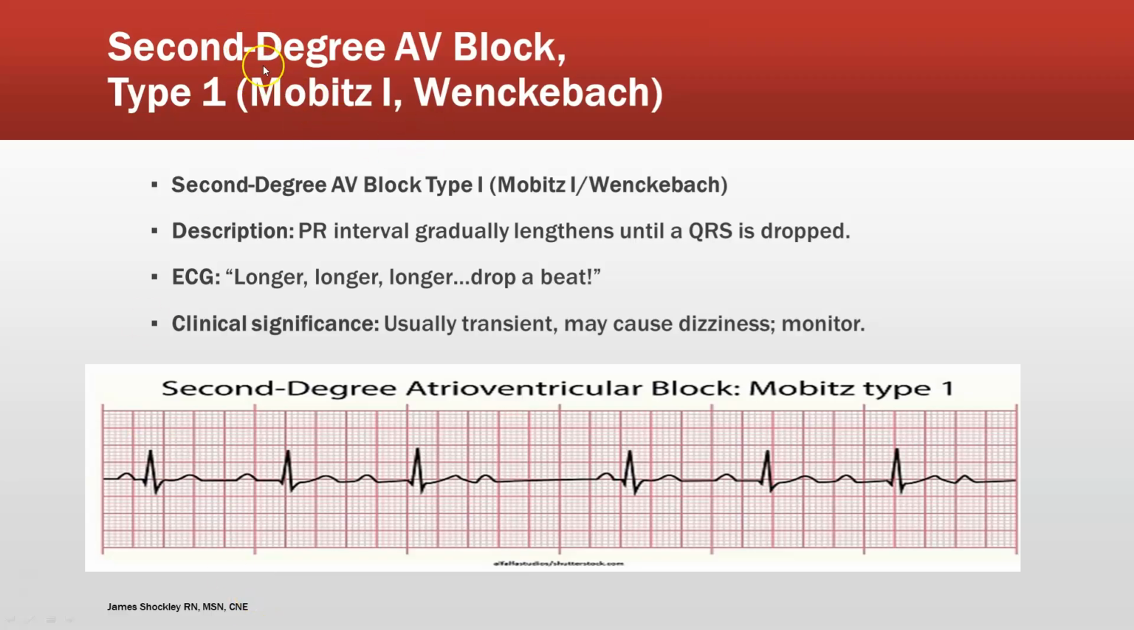Second degree type 1. So what we talked about here is this PR interval that is gradually growing larger and larger. Longer, longer, longer, drop a beat. Longer, longer, drop. Now you have a winky bop. However you want to remember it. It can be transient, but again, if your heart rate tends to drop too much, you can have issues with heart rate, blood pressure, dizziness. So we just want to continue to monitor that.